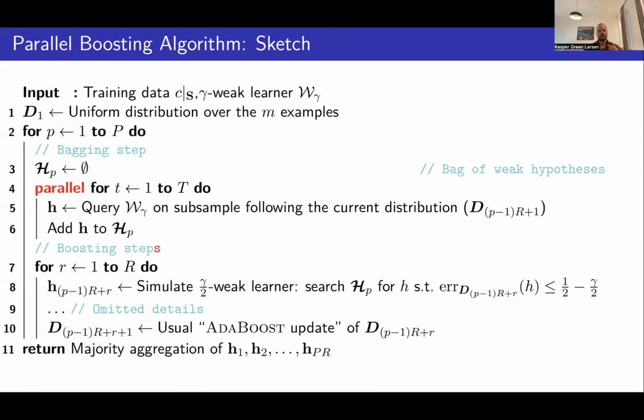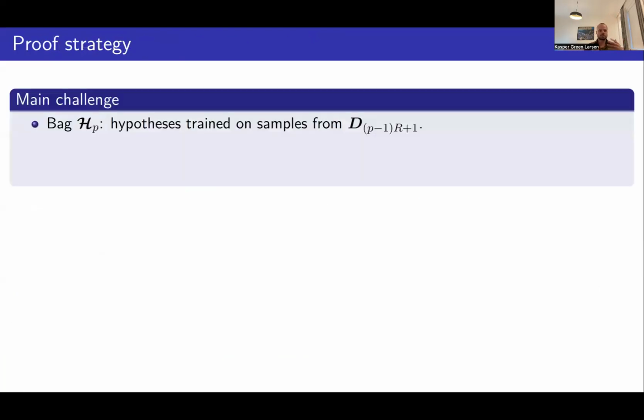It has these P rounds where you train T classifiers in parallel, put them in a bag, and we're hoping that these T classifiers are enough that we can use one of them in the next R steps of boosting, like AdaBoost. So the proof strategy, the main challenge, is that in every one of these bags in the P rounds, the classifiers are trained on samples from distribution D sub P minus 1 R plus 1, the first distribution in this round of R consecutive distributions. To simplify notation, let's call it D1 instead. So we have a bag trained on distribution D1.